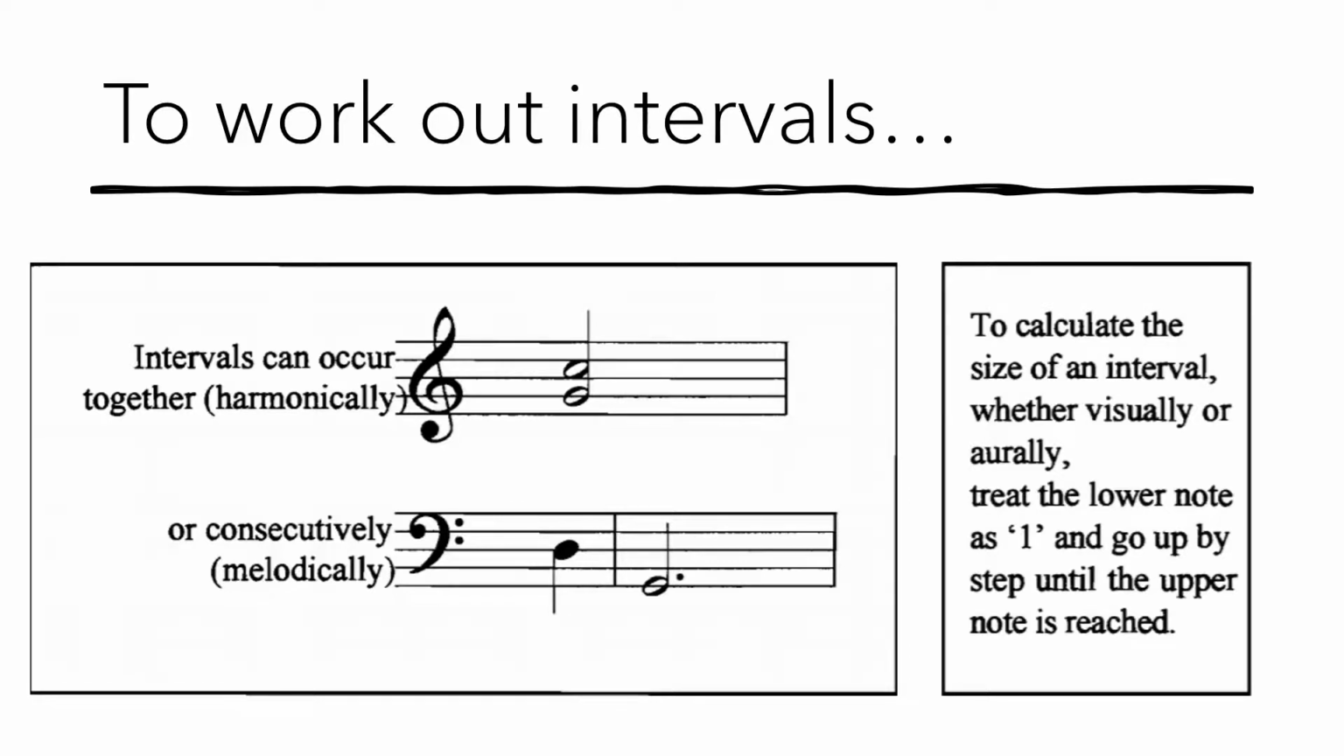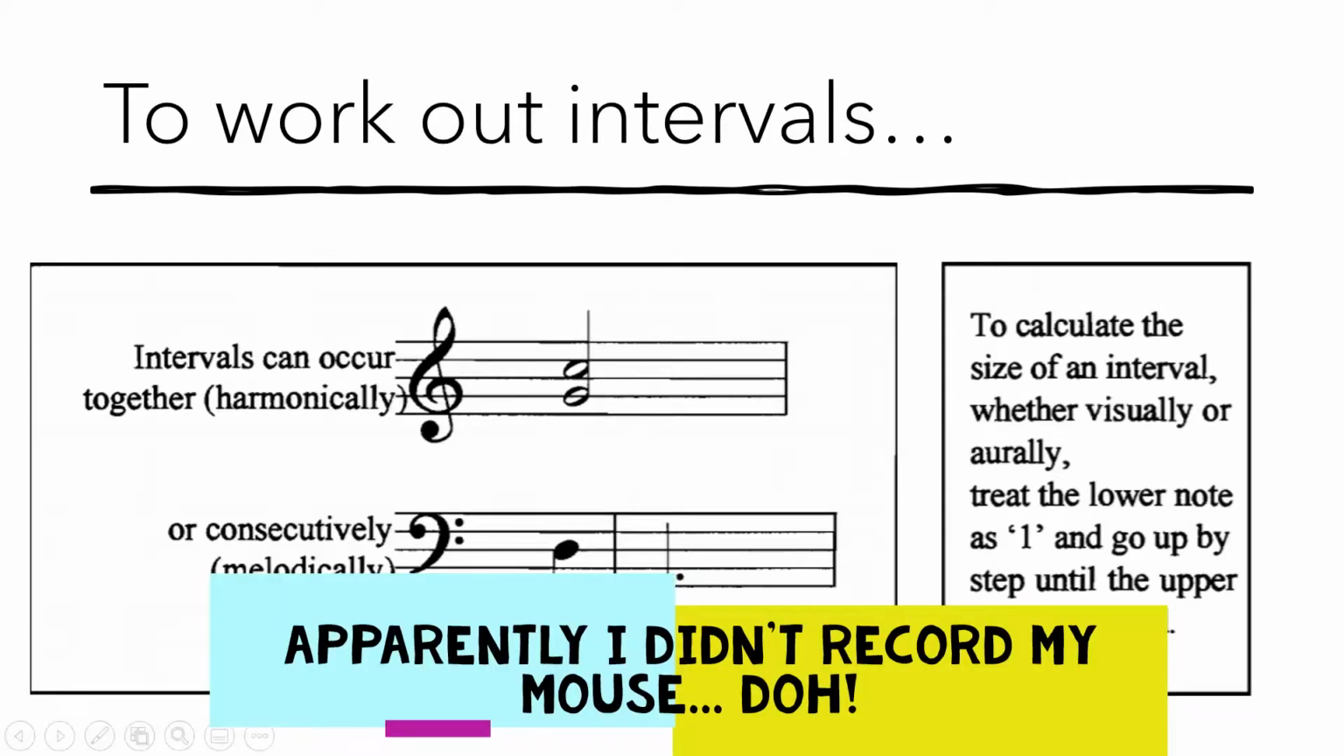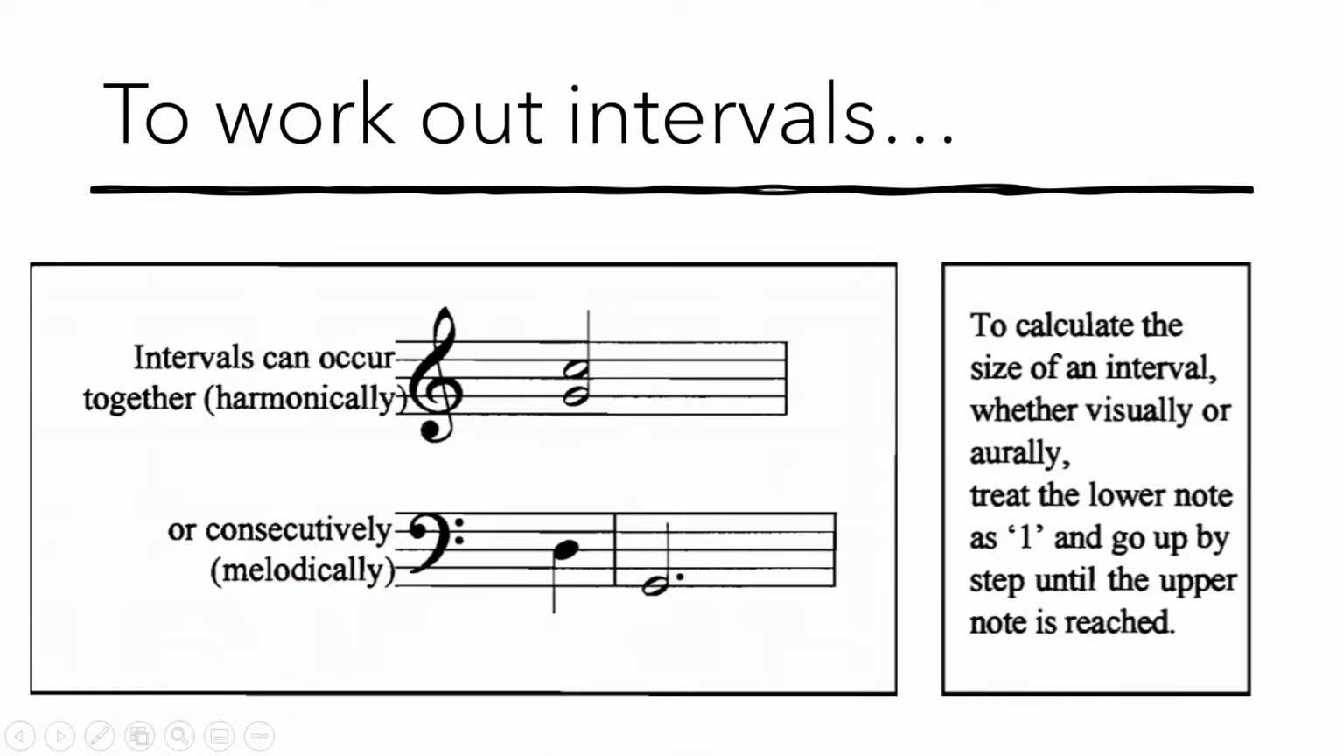So, to calculate the size of an interval, or the distance, whether we hear it or look at it on a piece of paper, you always look at the lowest note first, and you count that as 1. So you always include the bottom note, and then you go up each step until you reach the top note, and you include the top note. For example, if you look at my cursor here, we go to the very bottom note, which is this one, and we include it, so this is 1, and then we go up to the space, that's number 2, up again to the line, number 3, up again to the space, and you include that, so that's number 4, so that would be a fourth.